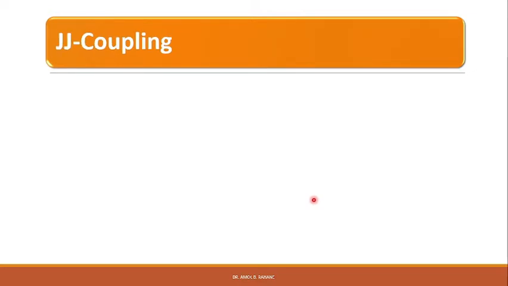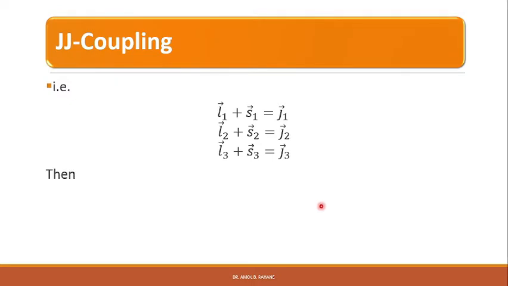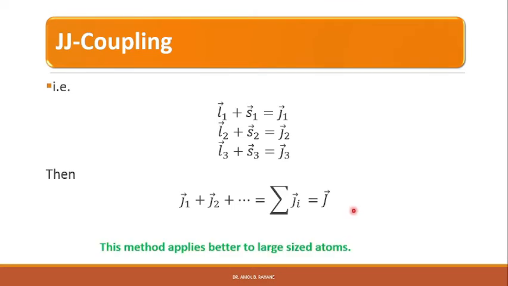Another coupling scheme is JJ coupling scheme. In this method, we sum up the orbital and spin momenta for each electron separately and get the total angular momentum for each electron. Then we sum up these total angular momenta for each electron to get the grand total angular momentum J of the atom. So, this method applies better to the large size atoms.